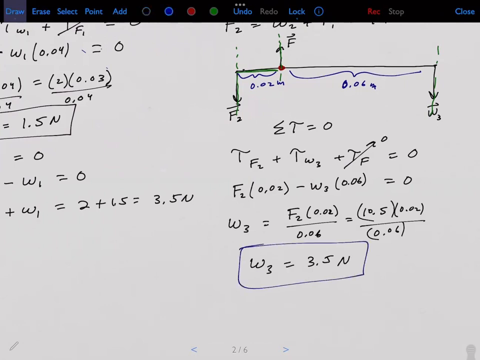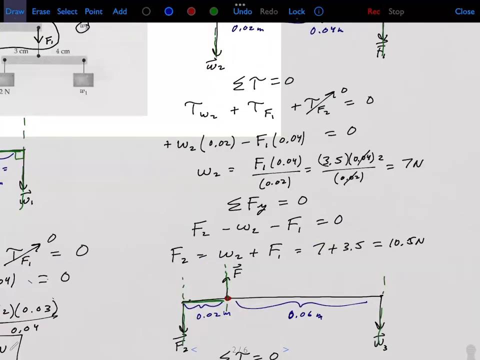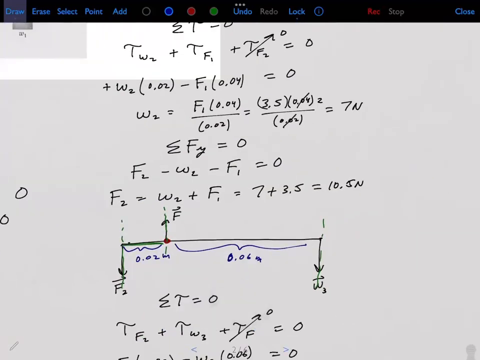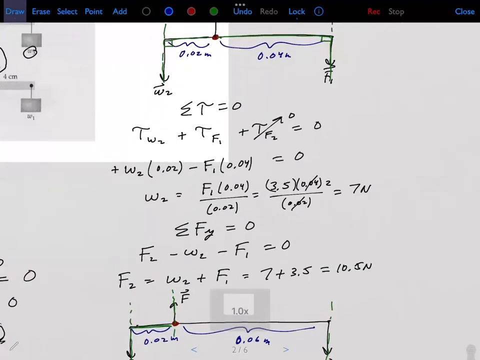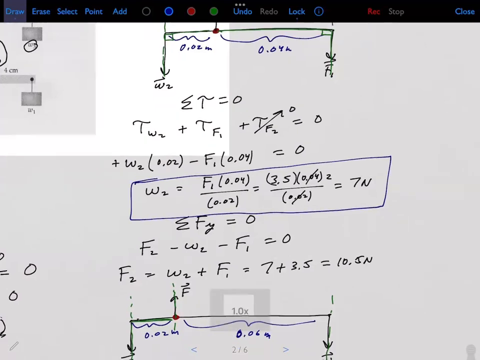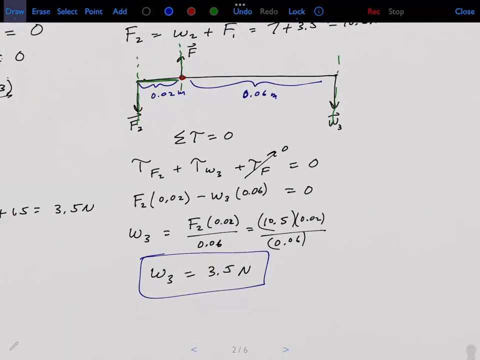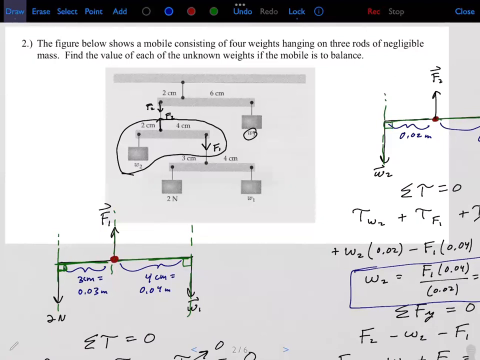Okay, and that's it. So we have all of our weights: W1 is 1.5, W2 we found over here somewhere. Here was W2 right here. It was 7. And then W3 was 3.5. So we found all the weights for that mobile. Okay, and that's what we're asked to find. Figure out all the weights.